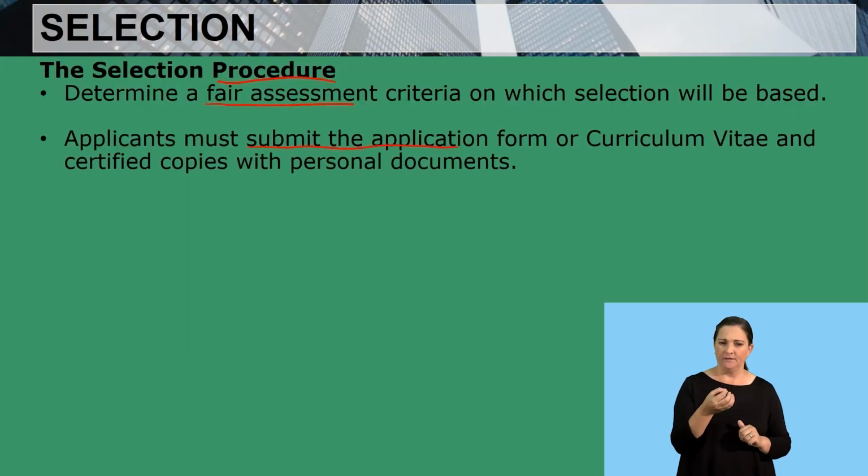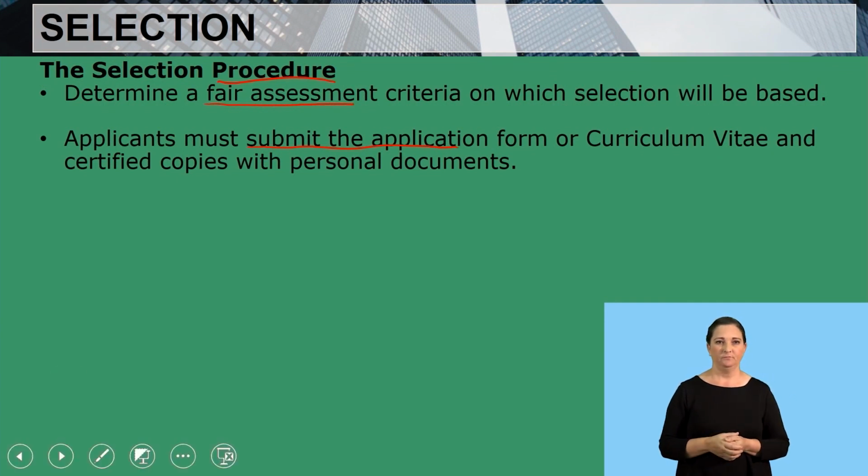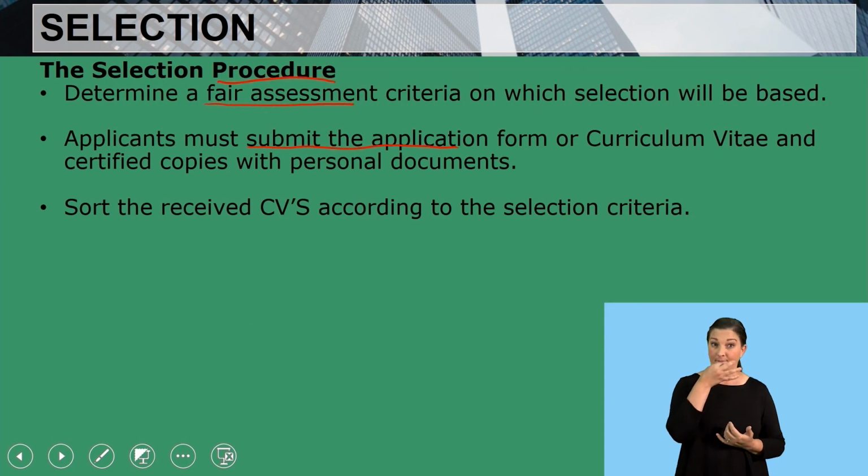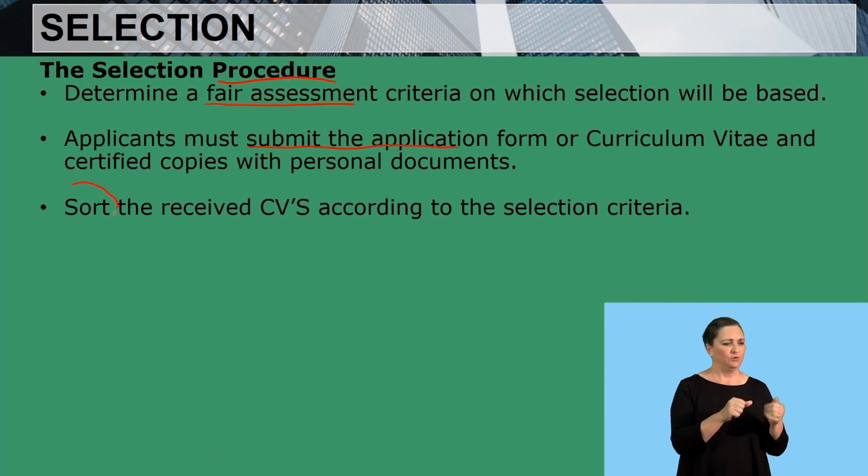Applicants must then submit their application forms or their curriculum vitae and certified copies of personal documents. So when candidates have applied, we need to sort the received CVs according to the selected criteria. The business is going to receive a lot of applications, but because we have a criteria, we are able to sort them out according to the ones that meet the criteria and the ones that don't.